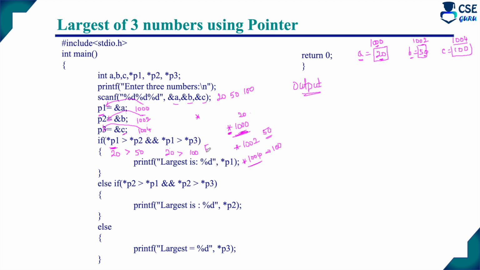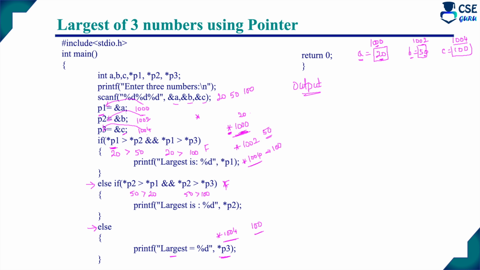Now this condition fails, so it will go to the else if part. Here it will check P2, which is 50. Is 50 greater than 20 and 50 greater than 100? The condition fails. So here also the condition fails. Go to the else part and it will print star P3 directly. So star 1004, what is the value? 100. It will print largest is equal to 100.